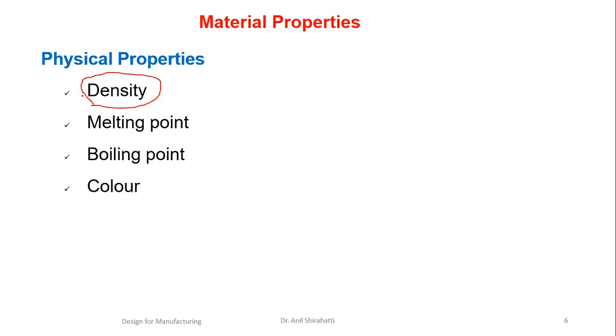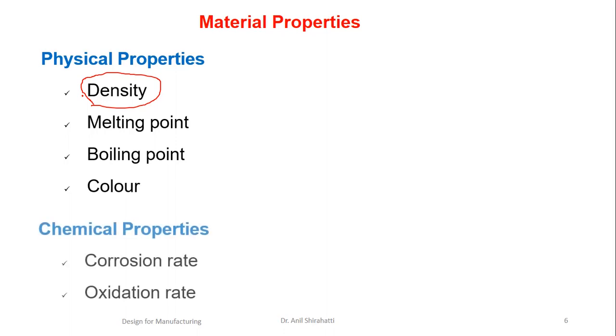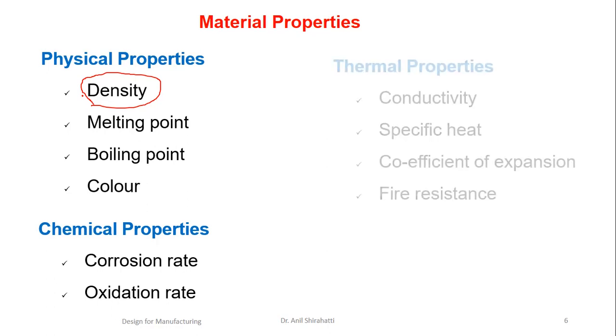Suppose the load is not much, but we want a material with less weight, so definitely I may go for aluminum instead of going for mild steel. Chemical properties like corrosion and oxidation rate. So if we are using any material in a sea type environment or corrosion type environment, we may have to go for stainless steel. We cannot go for mild steel as a material.